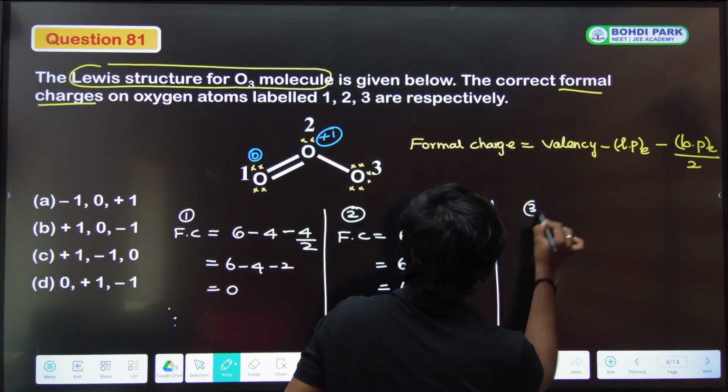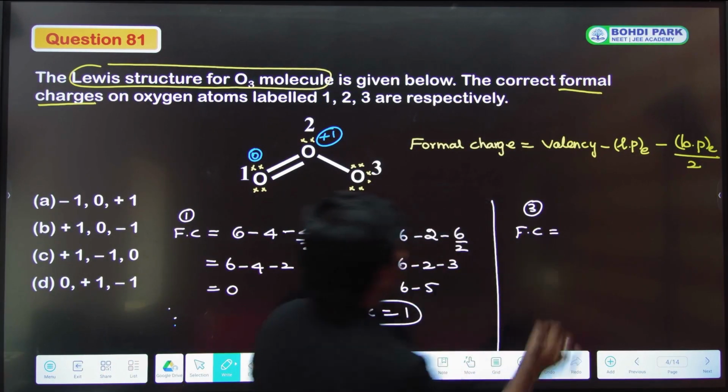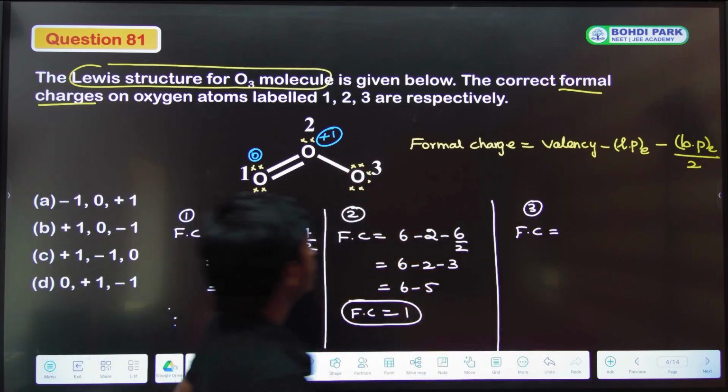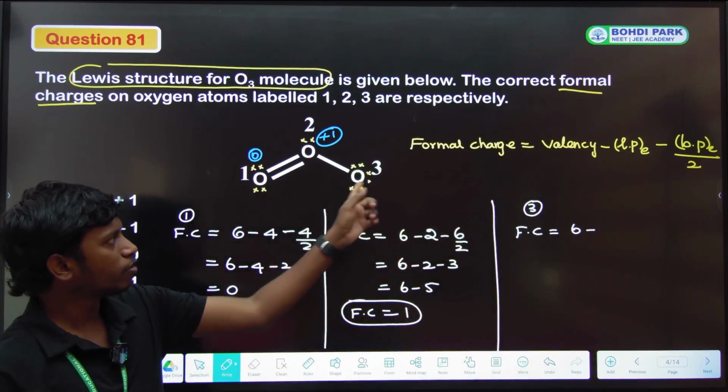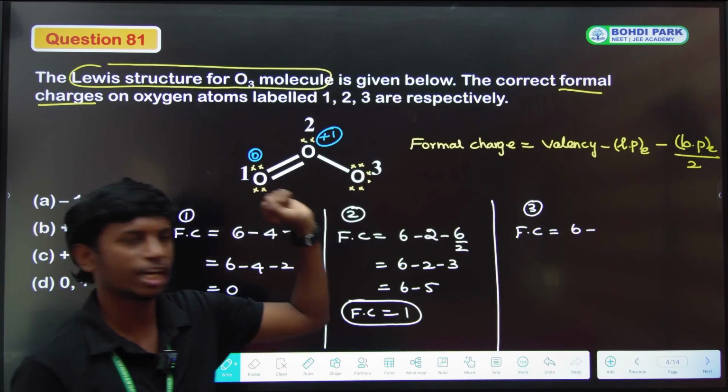The third oxygen. The formal charge, as usual, the formula: the valency of the oxygen is 6. 6 minus, see how many lone pairs are there, 6 electrons are there in a lone pair.